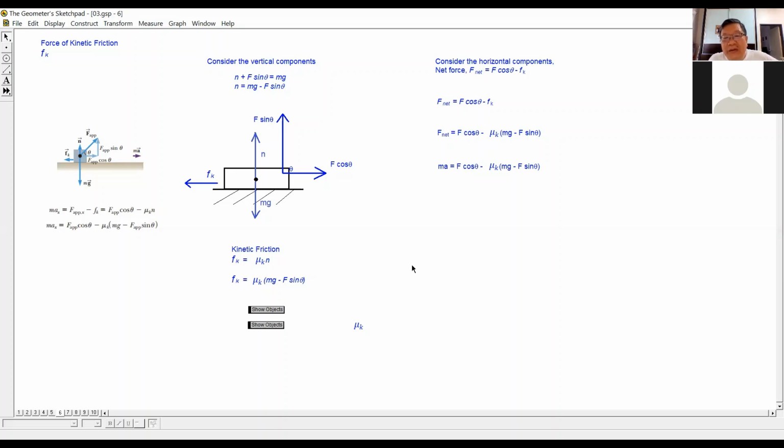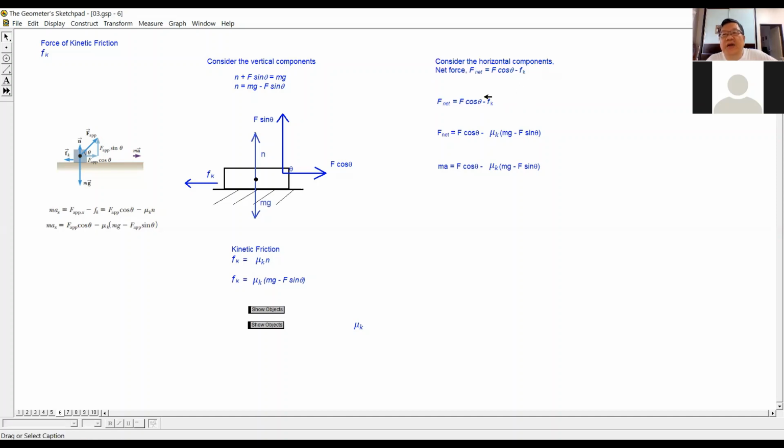Now, if the object is moving, which do you think is bigger? Who will win, F cos theta or Fk? Because the object is moving, F cos theta is bigger. Correct. So here I say the net force is F cos theta minus Fk.